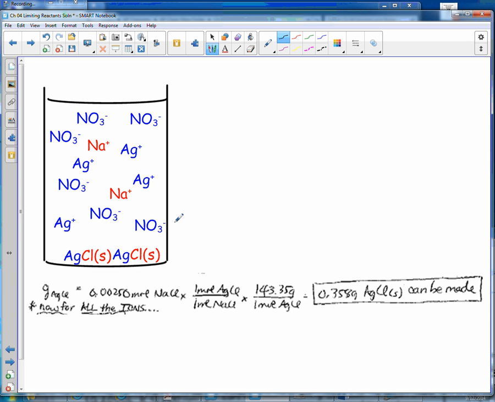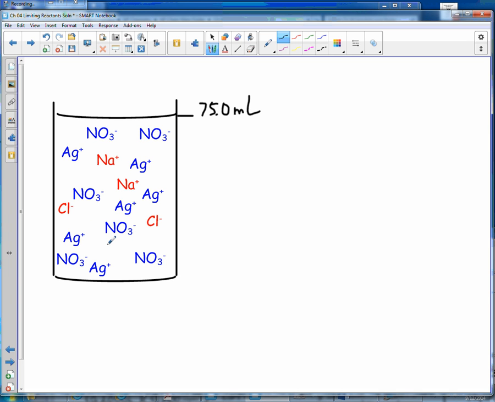Here's the most important picture. If you can visualize it, then the math should make sense. Okay, if I go back to this picture, if I make as much silver chloride as I possibly can, there's one silver chloride, there's another silver chloride, ran out of chlorine, which supports the fact that the sodium chloride was the limiting reactant.